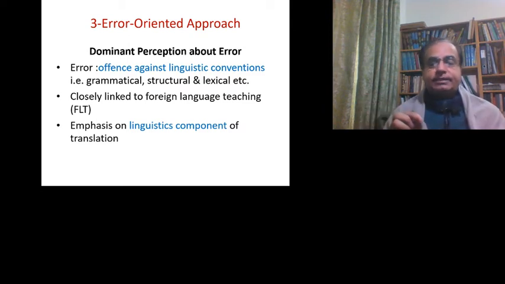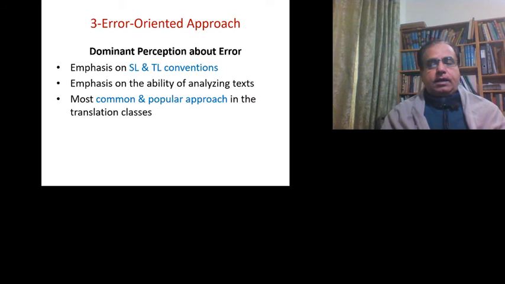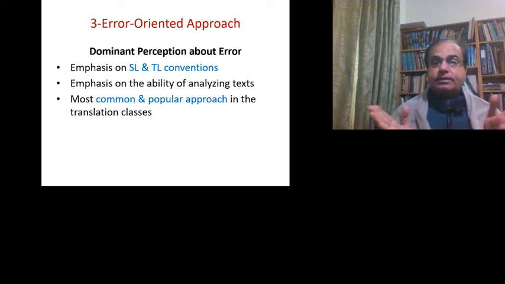When the students translate and make linguistic errors, the emphasis remains on the linguistic part, where they make a mistake in the use of the verb, the noun, the plural, or in structure. They may make a lot of mistakes related to the grammar of that particular language, which is the target language. In this dominant perception, the emphasis is on SL and TL conventions, of course, because the mind is consumed in understanding the linguistic conventions of the source language and also the linguistic conventions of the target language.